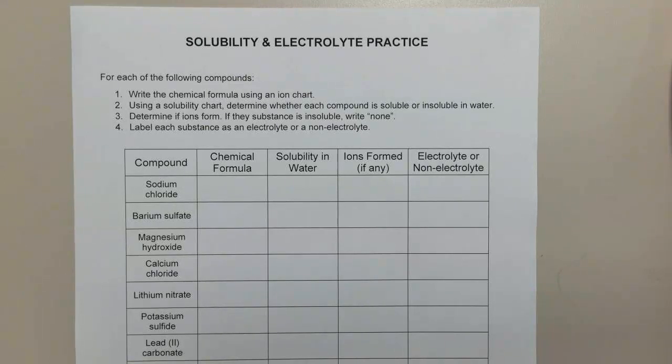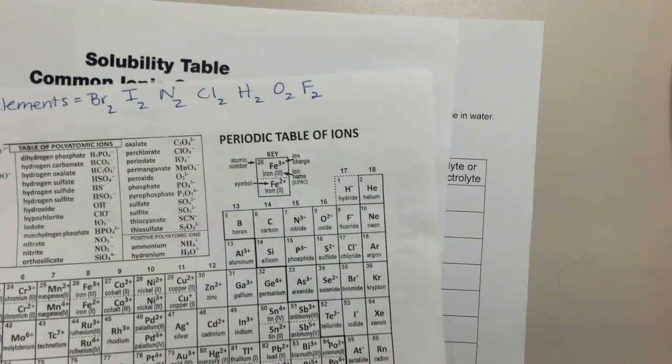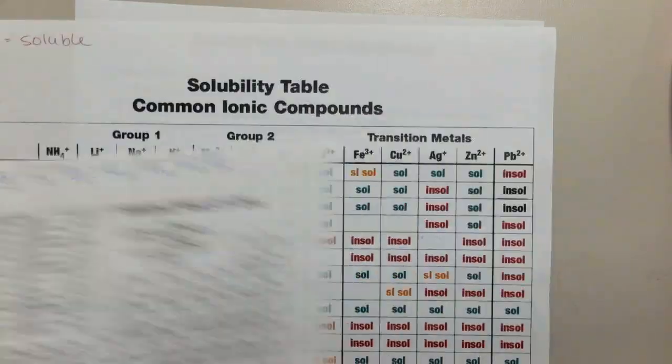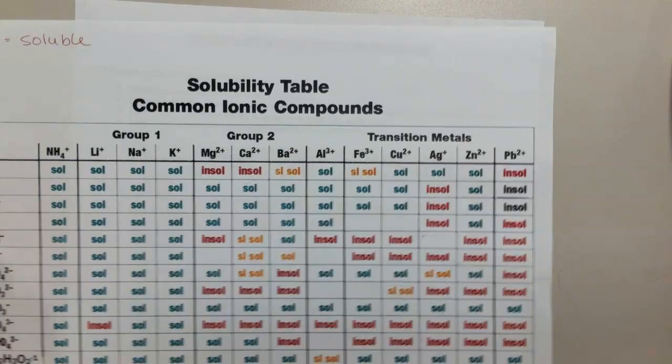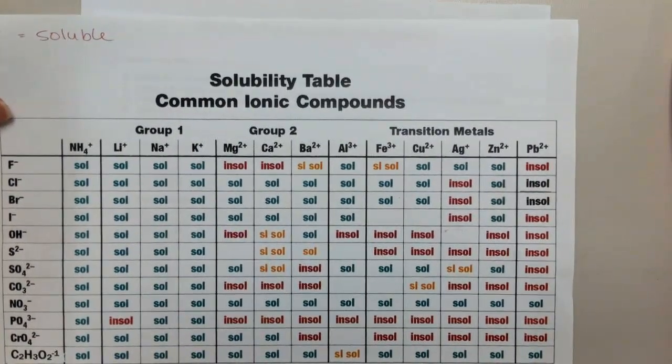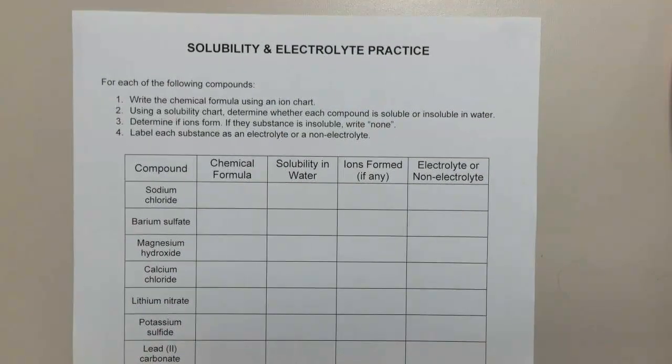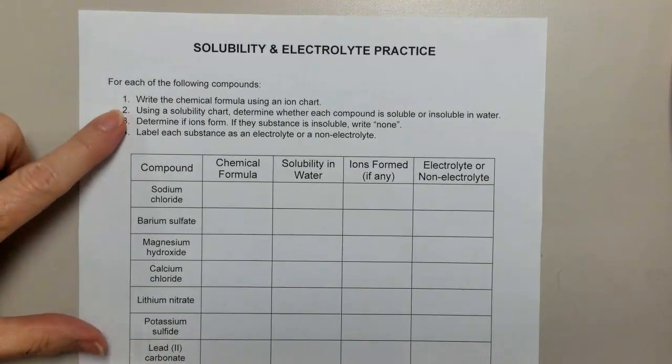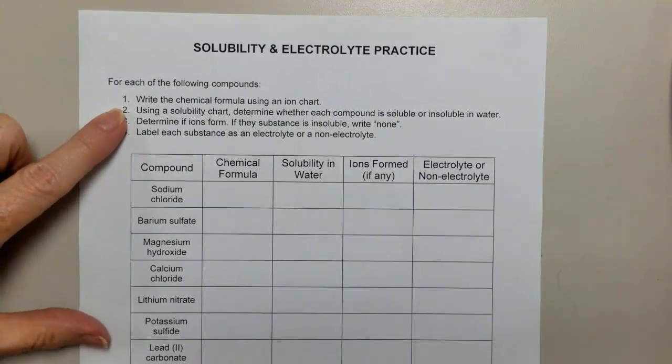Solubility and electrolyte practice. Okay, you need two things to do this. You need an ion chart and your solubility chart. Okay, so if you don't have either one of those, go get them.